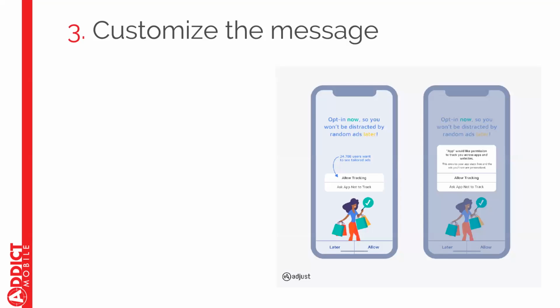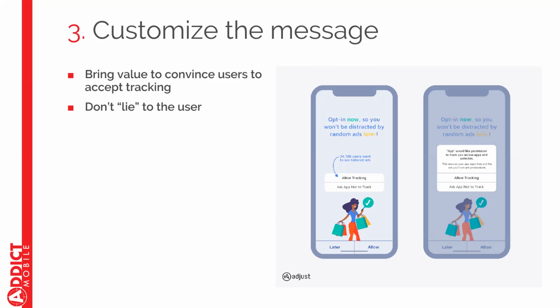Another point is customize the message. So you can really bring value to convince users to accept tracking. We can see in some of the illustrations, if you don't want to be distracted by random ads later, just opt in now. So that's a value we can think of, but every app would have different value, obviously. Don't lie to the users. Don't promise anything you won't be able to do, because that's even worse for user experience and they will quit the app.